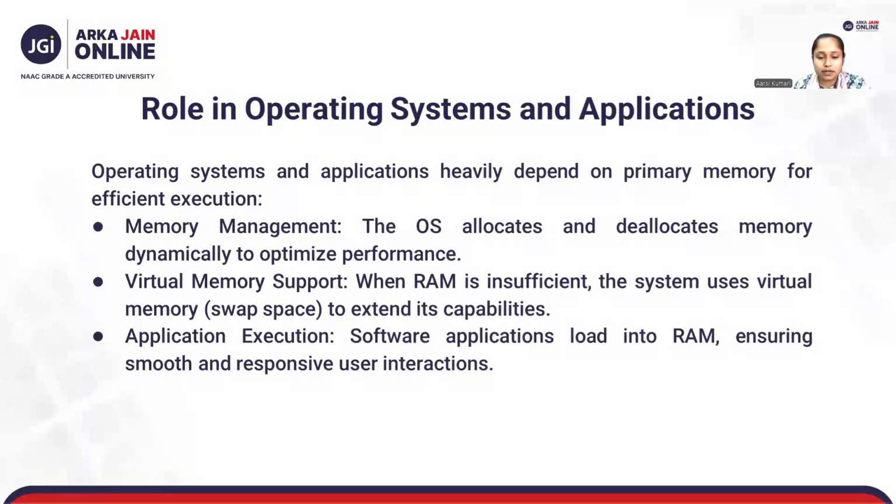Next, we have the role in operating systems and applications. Operating systems and applications heavily depend on primary memory for efficient execution. Memory management: the operating system allocates and deallocates memory dynamically to optimize performance. Virtual memory support: when RAM is insufficient, the system uses virtual memory swap space to extend its capability. Application execution: software applications load into RAM, ensuring smooth and responsive user interactions.